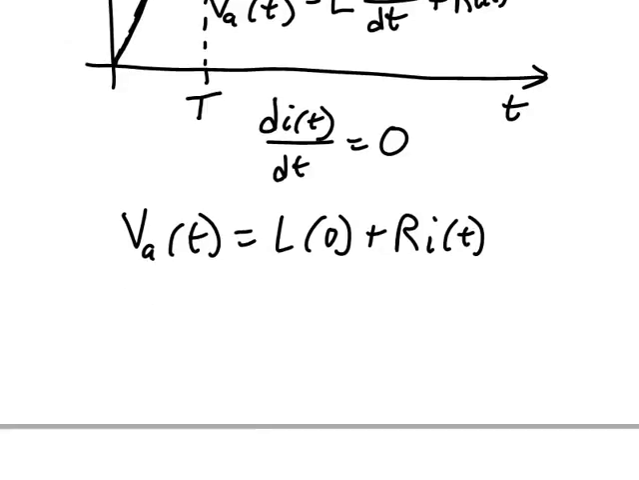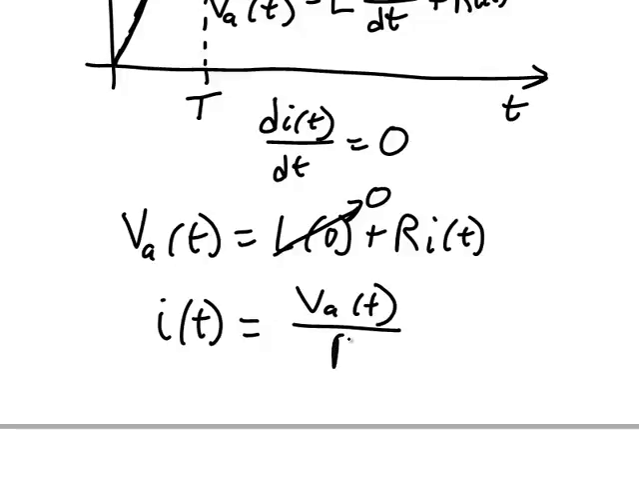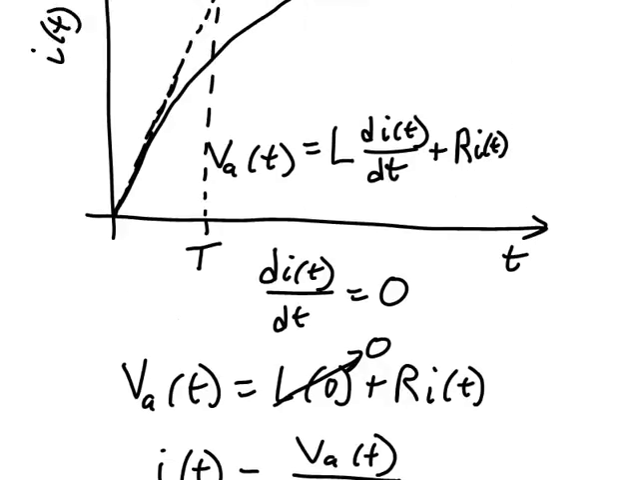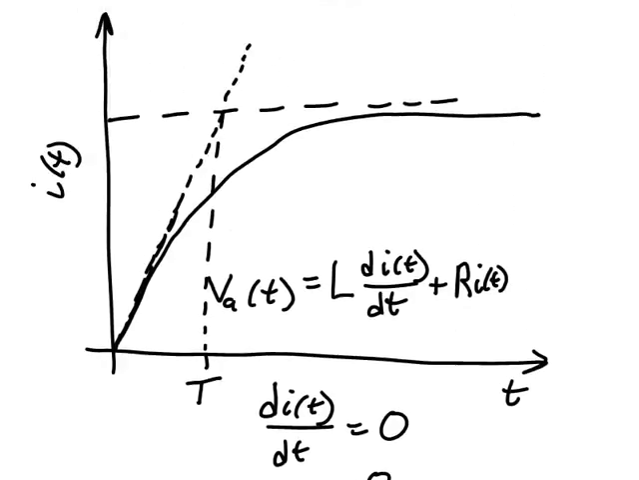Now, let's solve for current. This whole term goes to 0. So, we have the current is equal to V applied over resistance. Let's go label this value in our plot. Here's the steady state value, which I've dashed here. Let's label this as V applied over resistance.